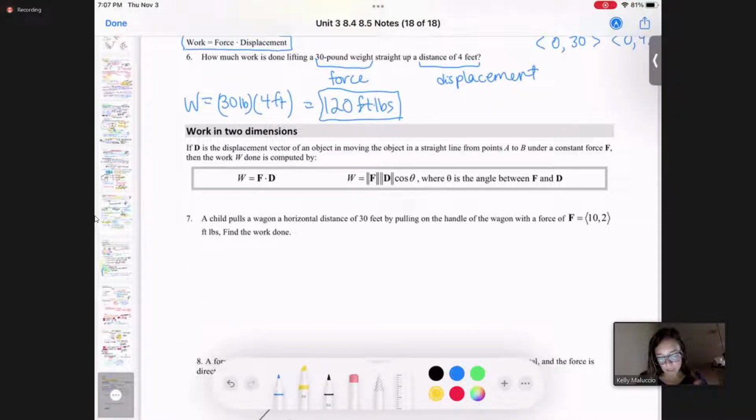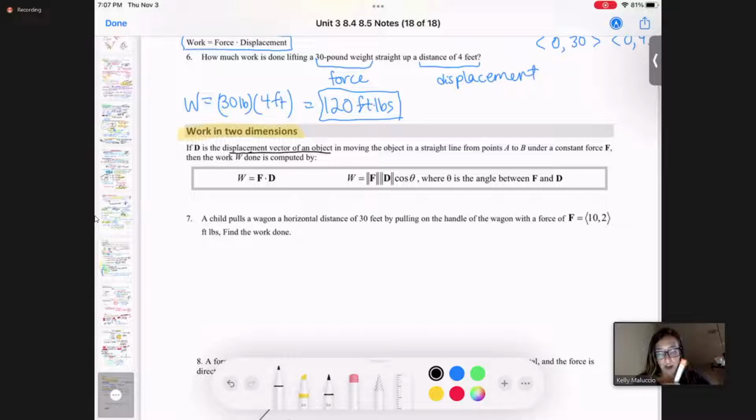Now, typically, most work is in 2 dimensions, and that just means you have a component in the x and a component in the y. So you're moving something or picking something up, and you're going east-west and north-south, right? So left, right, and up and down. And what this says, if D is the displacement vector of an object, so now we're talking vectors because we're in 2D.